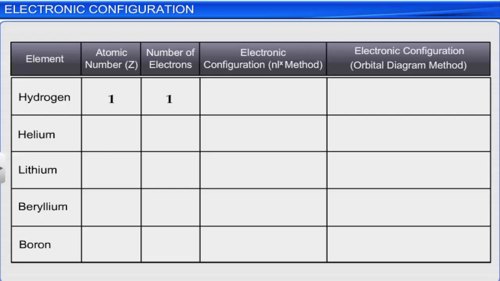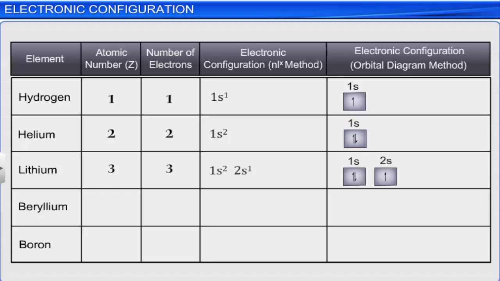Hydrogen has only 1 electron which must be filled in the orbital of lowest energy, that is 1s. Helium has 2 electrons. Both these electrons can be filled into the s orbital. However, according to Pauli's exclusion principle, these 2 electrons should have opposite spins. Lithium has 3 electrons. 2 electrons will fill the 1s orbital, while the remaining 1 electron goes to the orbital of next higher energy, that is 2s.